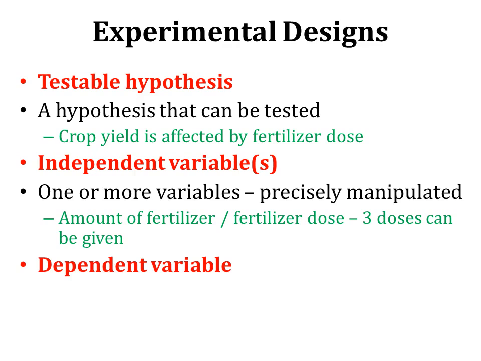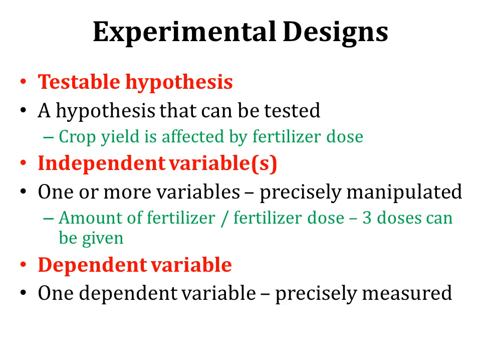So the next type of variable that we have in experimental designs is the dependent variable, and this is usually just one dependent variable in experimental designs. The independent variables could be more than one, but the dependent variable is usually only one in experimental designs. So there is one dependent variable that can be precisely measured, right?